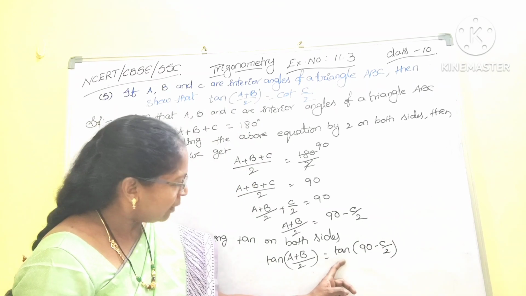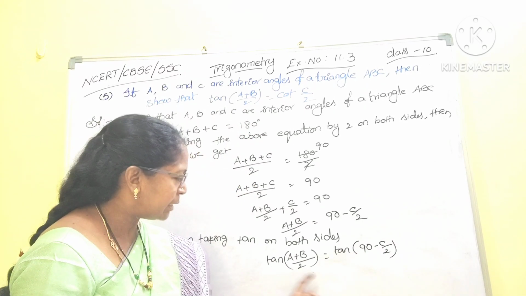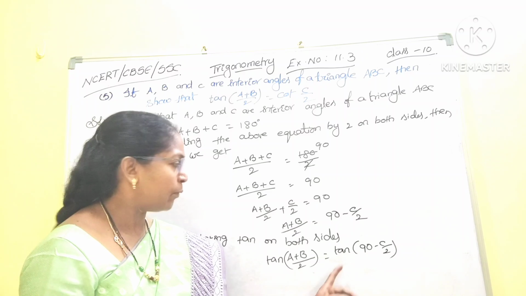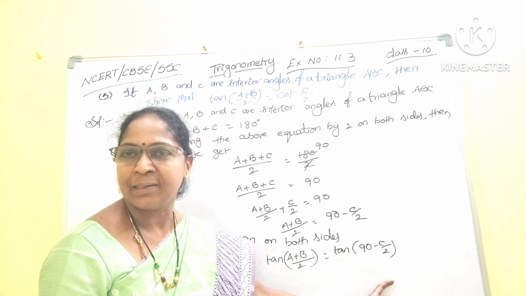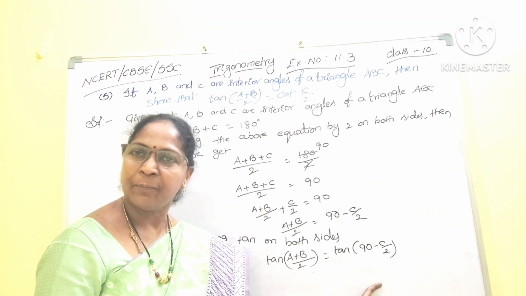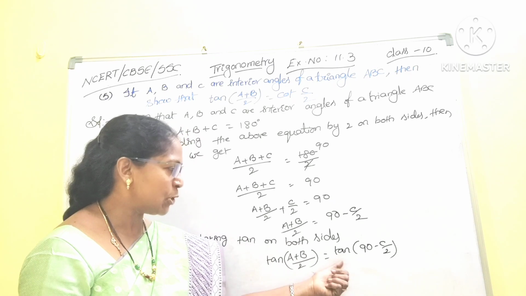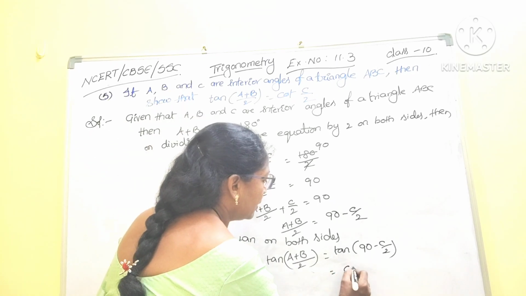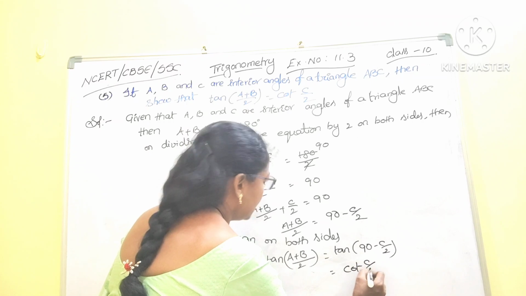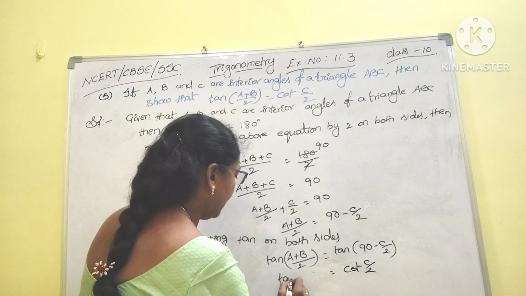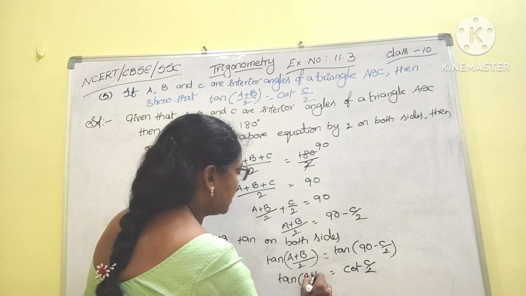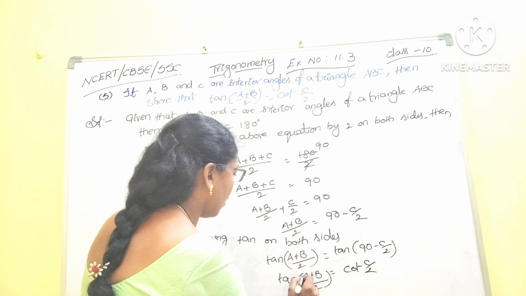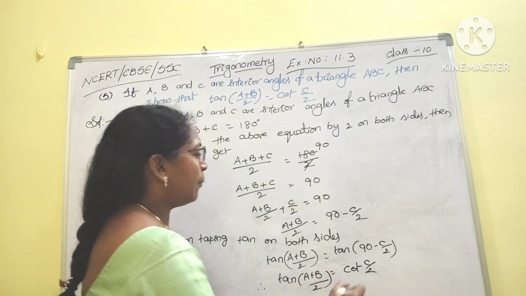Now here this is directly in the form tan (90 minus theta), where theta is C by 2. Now apply the complementary angles ratio. Tan (90 minus theta) equals cot theta. This value equals cot C by 2. Here tan (A plus B) by 2 equals cot C by 2. This we have proved here.